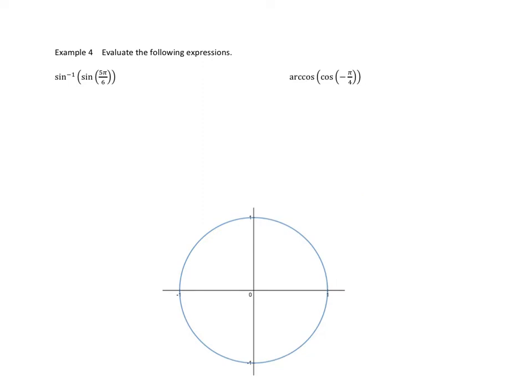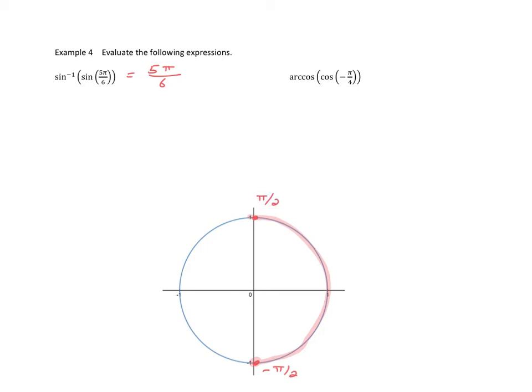Same idea in this example. Let's simplify sine inverse of sine of 5 pi over 6. Is that going to be equal to 5 pi over 6? Let's see what happens. Well, for starters, as I've been saying before, we're using the inverse for sine. So this is where the angle must lie. They must lie between negative pi over 2 and pi over 2. Okay, great.